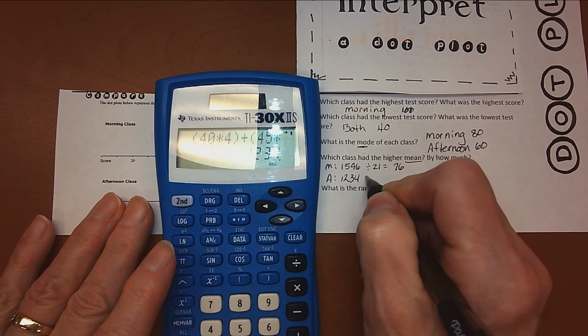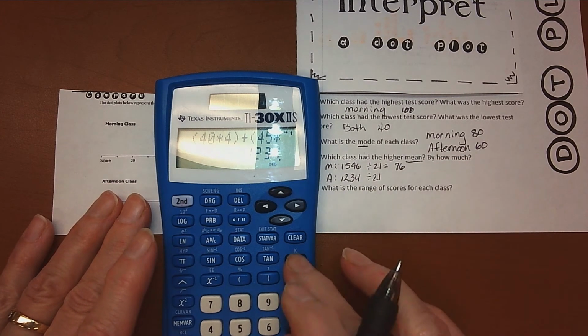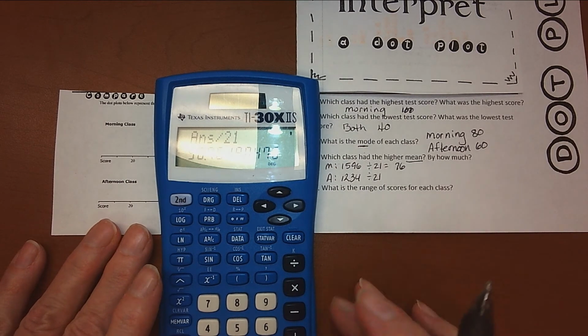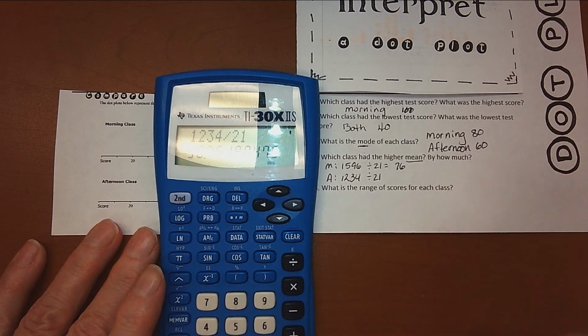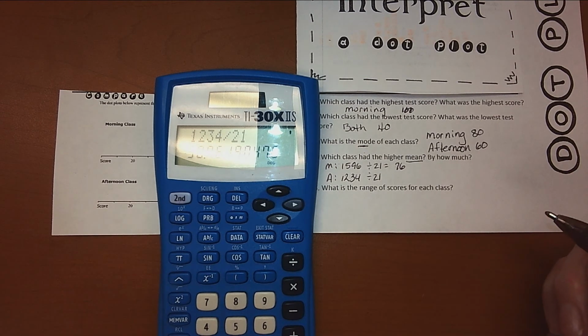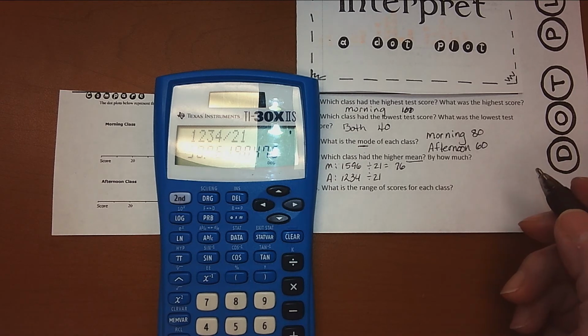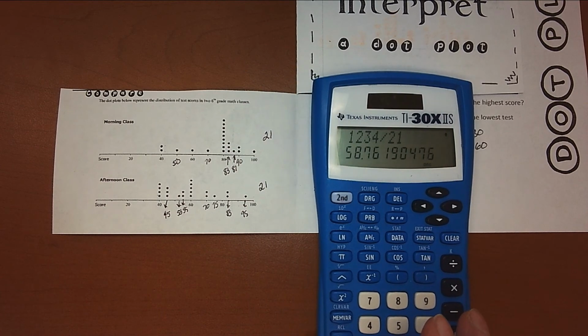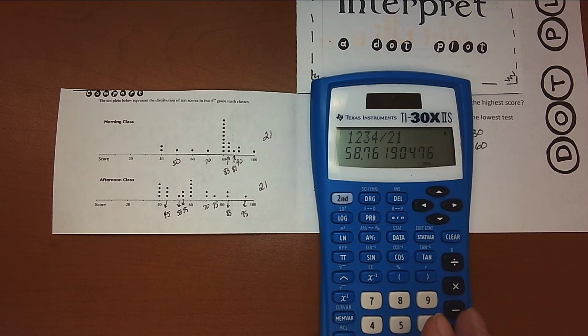And then, of course, we want to divide that by 21. Let me do that again, 1, 2, 3, 4 divided by 21. Round that to 50, I get 58.761, so I'm going to round that to 58.8.